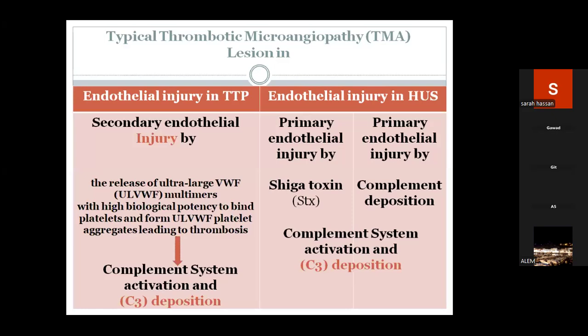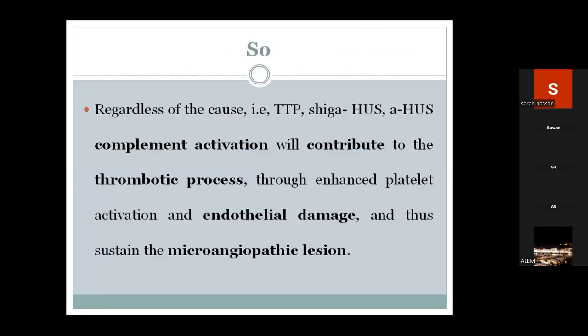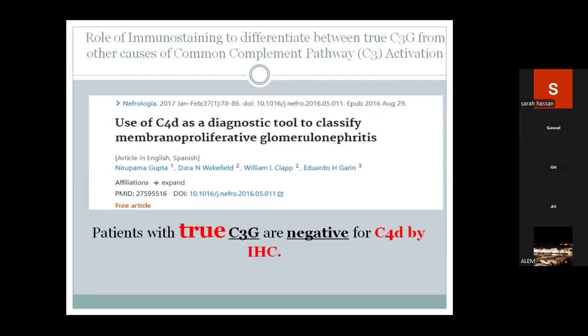So regardless of the cause, TTP, Shiga toxin HUS, or atypical HUS, complement activation will contribute to the thrombotic process through enhanced platelet activation and endothelial injury, and thus sustain the microangiopathic lesion. And this was a paper, I hope we can go back and read it, that used C4d. I think that all of us know C4d.